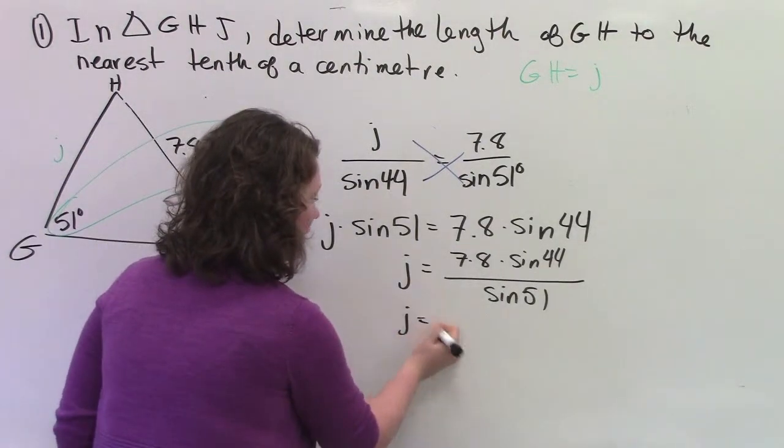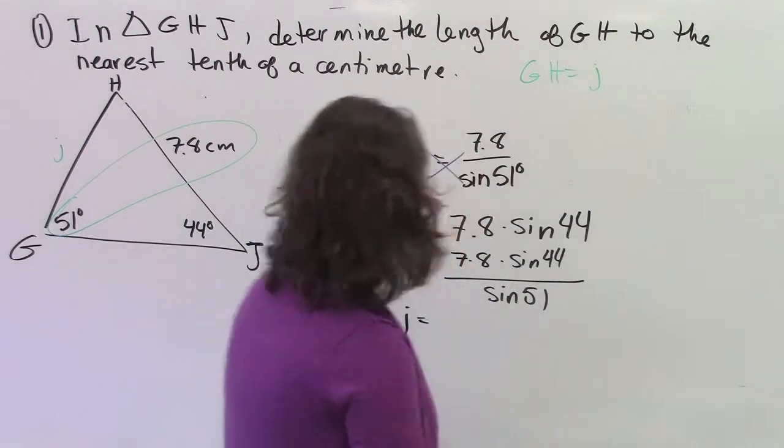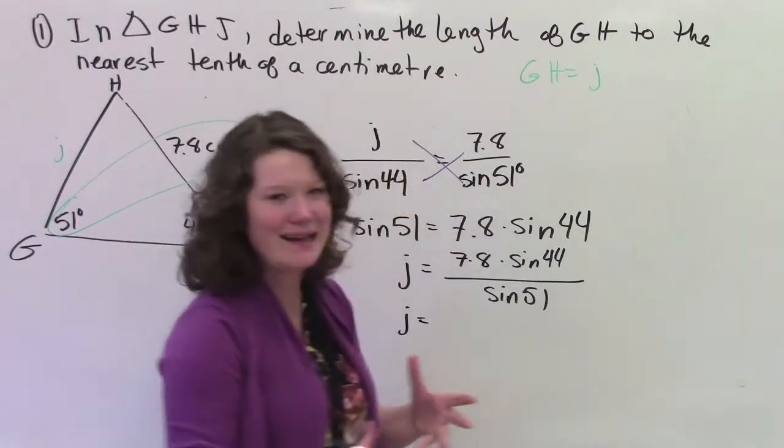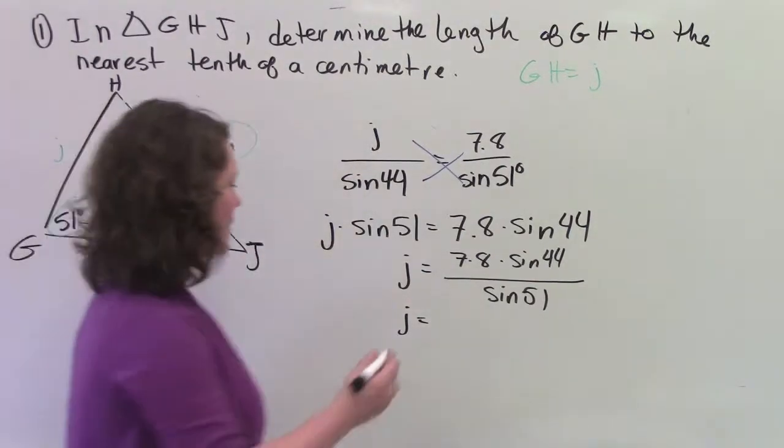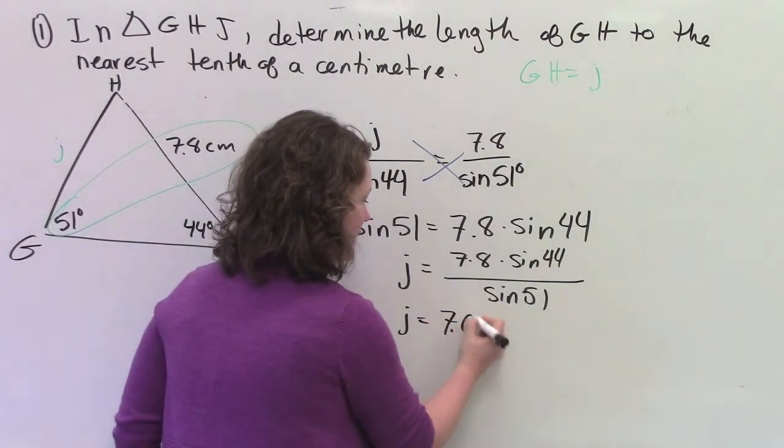When I do that, I find my j to be about 6.97, but it says to the nearest tenth of a centimeter, so I'm going to round that up to 7.0 centimeters.